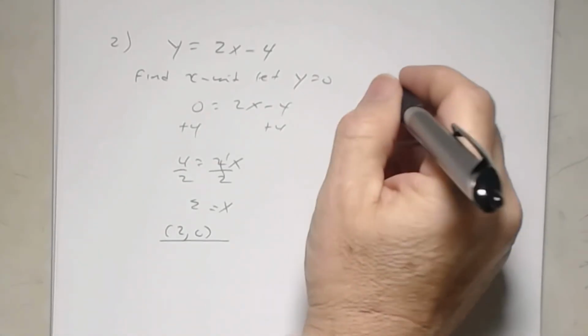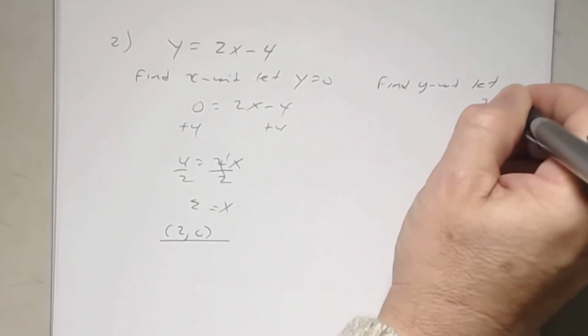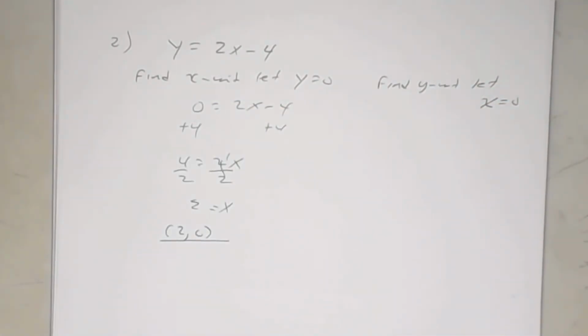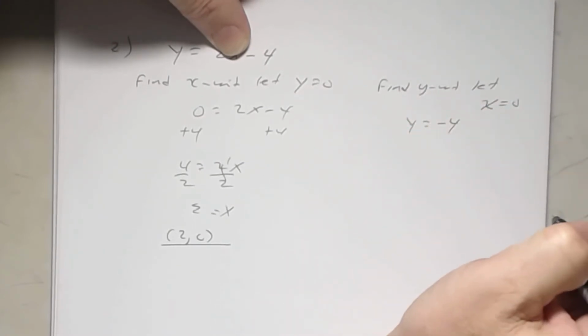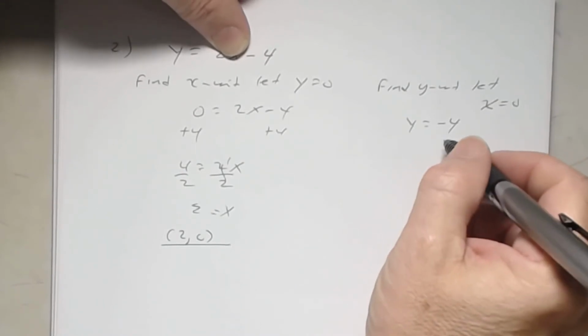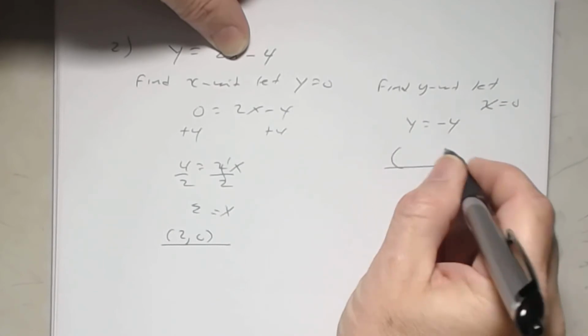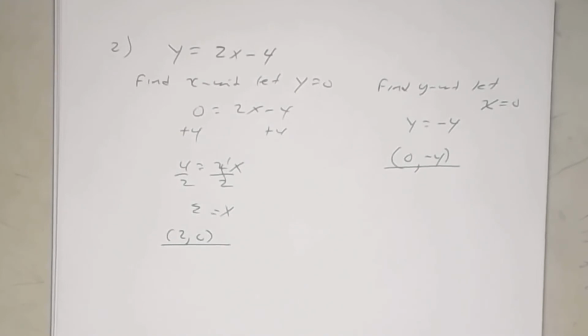All right, now let's find the y-intercept. Let x equal 0, right? So this time if x is 0, the 2x becomes what? 0. What equation do you see? y equals 0 minus 4. Which is y equals what? -4. So there's your y-intercept. As an ordered pair, what is that y-intercept? (0, -4). You plot the 2 points, and you're done.